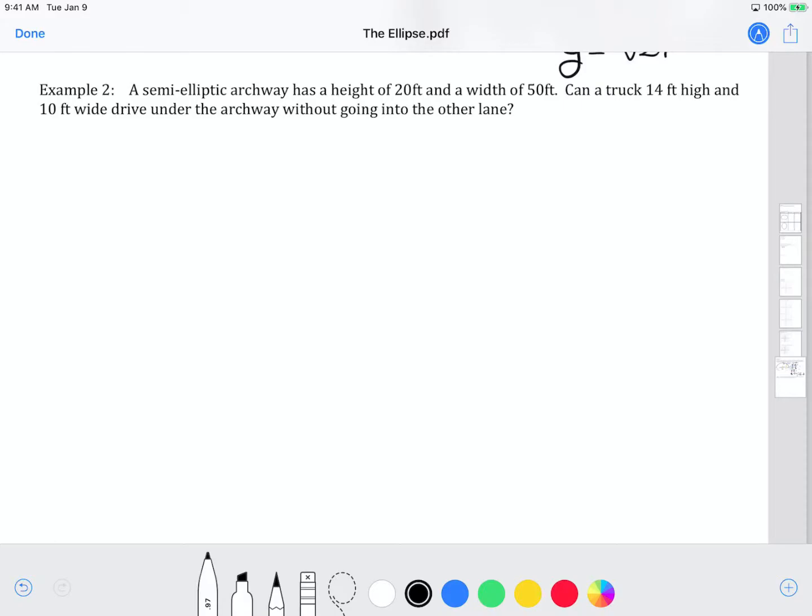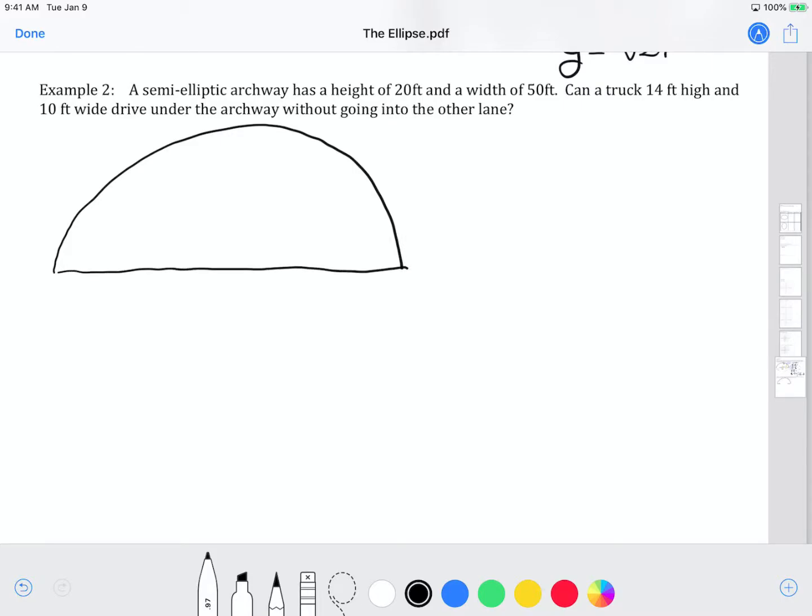Okay, in this example, it talks about a semi-elliptical archway that has a height of 20 feet and a width of 50 feet. So just like before, we're only going to talk about the top half of the ellipse. So imagine this is the top half of the ellipse.